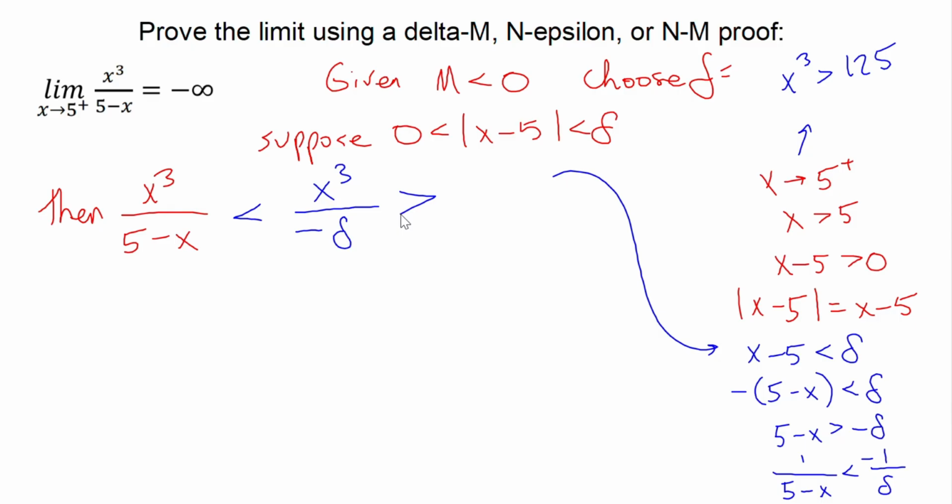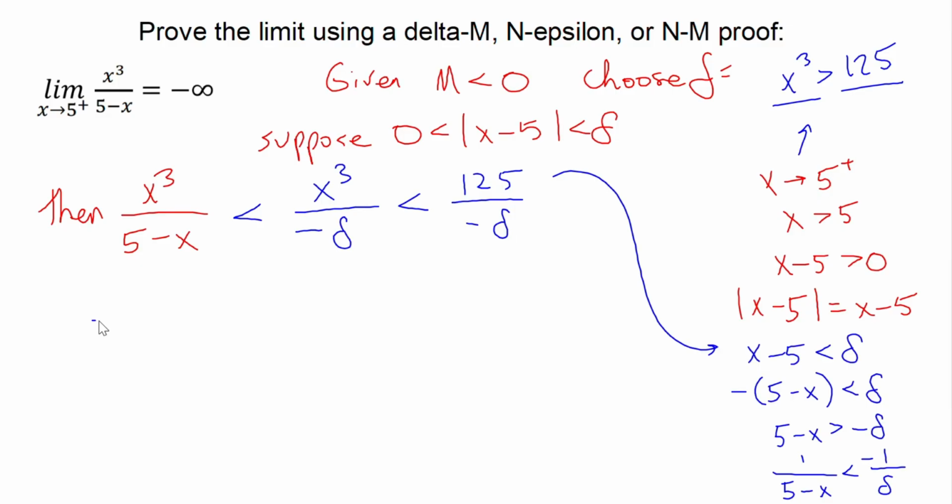But in reality, we actually don't need to do that, because if I know that x cubed is greater than 125, if I divide both sides of this by a negative delta, that'll flip the inequality sign. So I can say that x cubed over negative delta is less than 125 over negative delta, right? Because that flips the inequality sign when we divide by a negative delta, since delta is always a positive value.